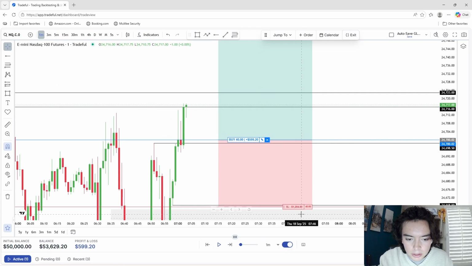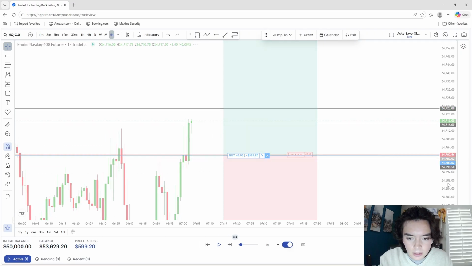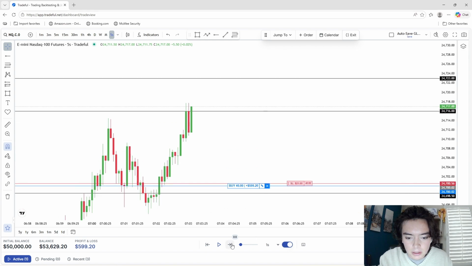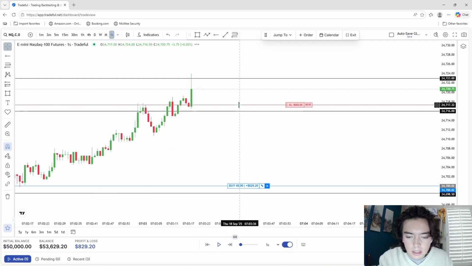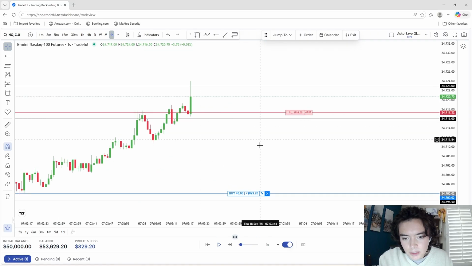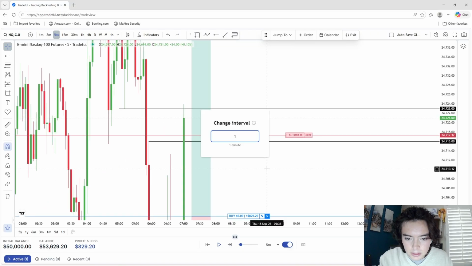So at this point, I'm going to just trail my stop loss pretty aggressively. Hopefully we can tap this 30 minute gap here too, though. There we go. So we end up tapping the 30 minute gap. At this point, bro, okay, I'm just gonna take profits because this doesn't look too convincing.